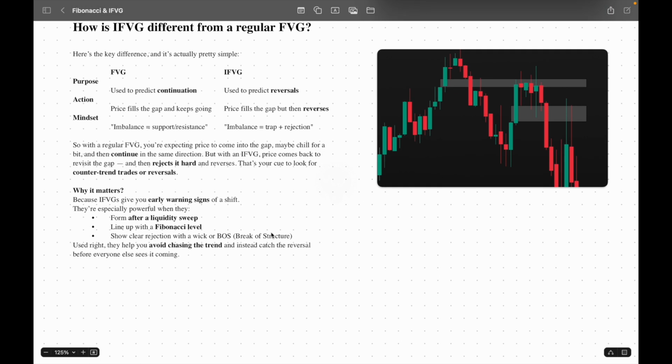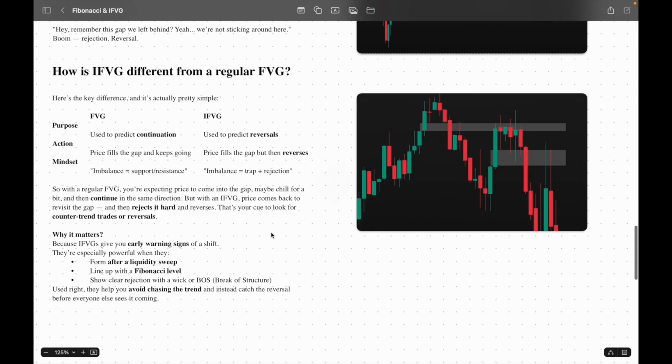Now why does this matter? Because an inverse fair value gap gives you warning signs of a shift. They are especially powerful when they form after a liquidity sweep, line up with Fibonacci levels, and show clear rejection with a wick or break of structure. Let's jump to the charts and then I can show you exactly how this works.